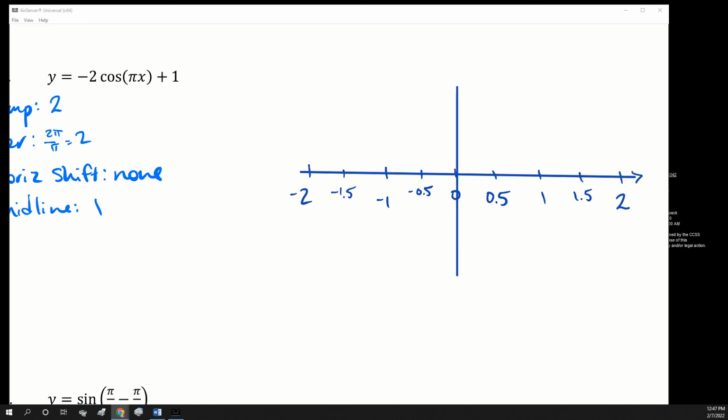And there's our y-axis. Okay, so this is the first one that we're doing that has a different midline than 0. So our midline is at 1. So what we want to do is draw a dashed horizontal line at 1. So that's kind of like going to be your new x-axis. It's not, but we're going to treat it like it is.